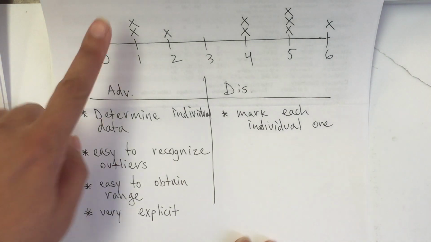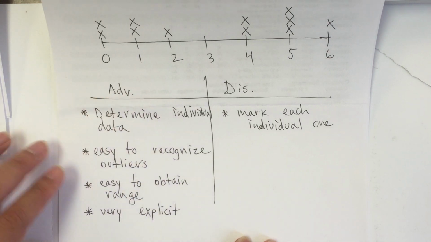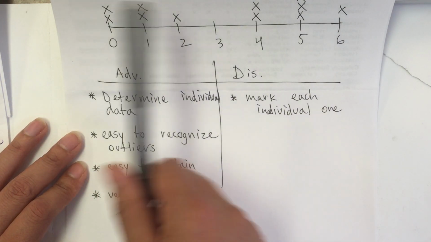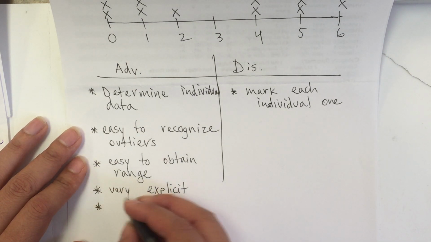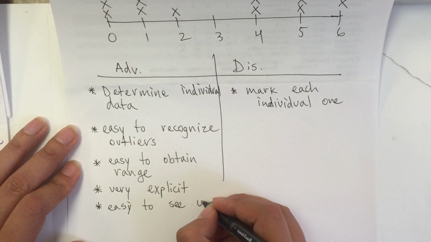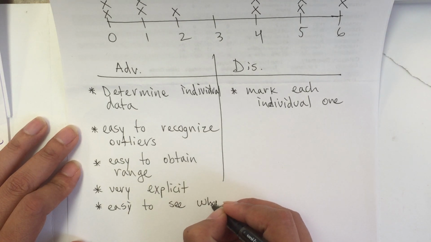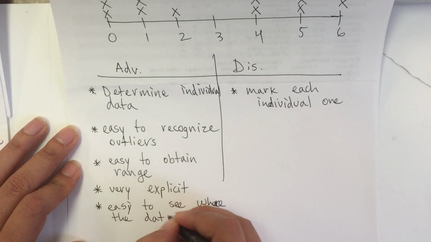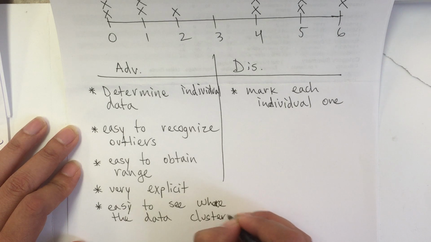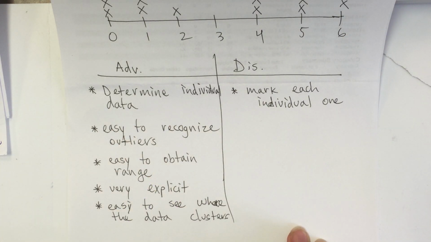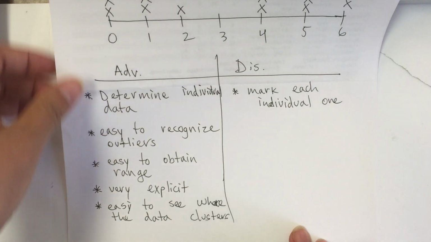Okay, another thing or advantage that I can see is that you can see where the data stands or where it clusters. Easy to see groups where the data clusters. Okay? And if you can think of other advantages and disadvantages, please share with me.